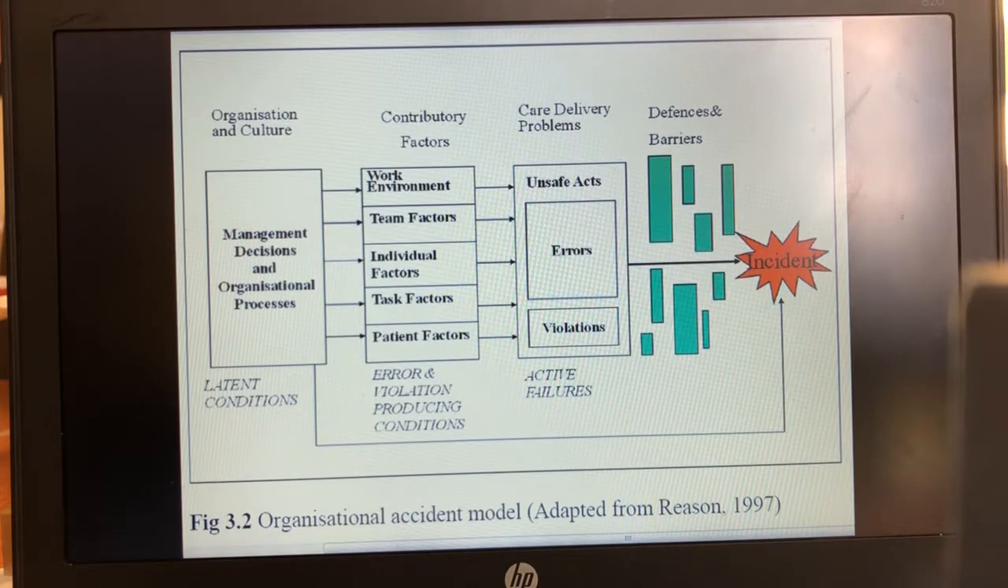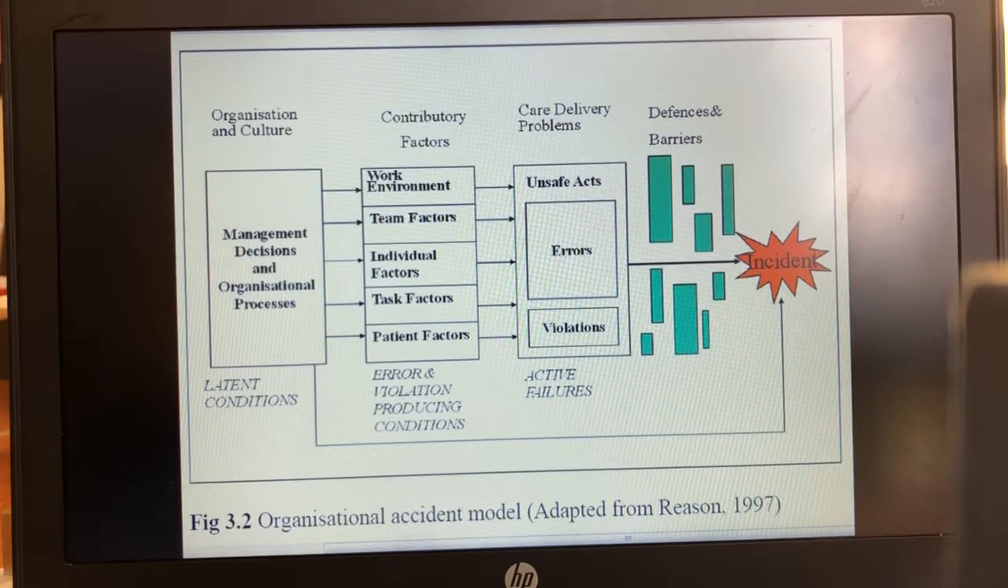Now, actions and failures of individual people usually play a central role, but their thinking and behaviour is strongly influenced and constrained by their immediate working environment and by wider organisational processes. And therefore, this organisational accident model describes the immediate errors and problems and the background latent conditions. And so this is really an adaptation of Reason's model, particularly adapted to use in the healthcare setting, and classifies error-producing conditions and organisational factors in a single framework.